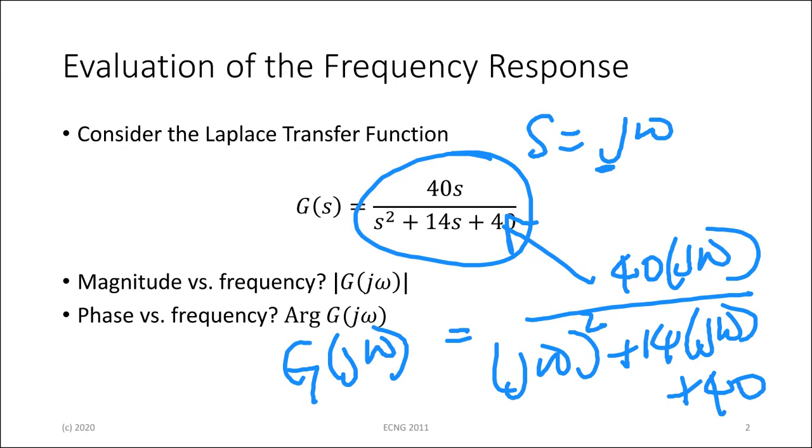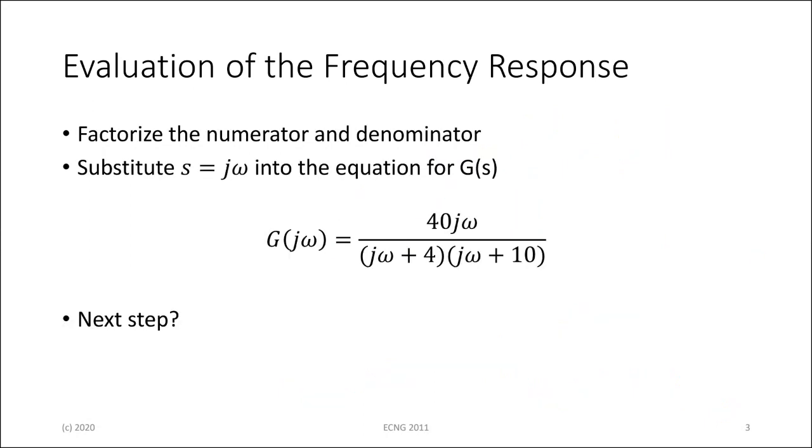So it's easier to factorize with S than to factorize J omega all squared. So if you're given the transfer function, factorize it first if you can. That's step one. So if you factorize it and then make the substitution, this is what J omega is going to be.